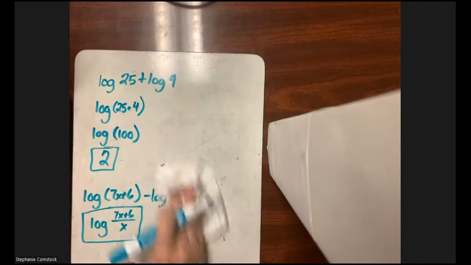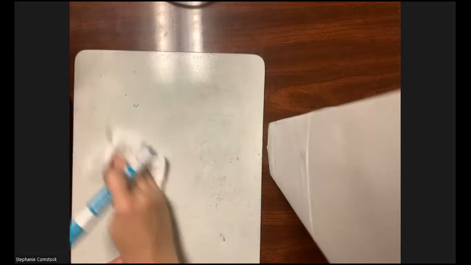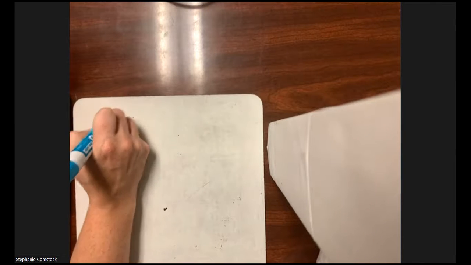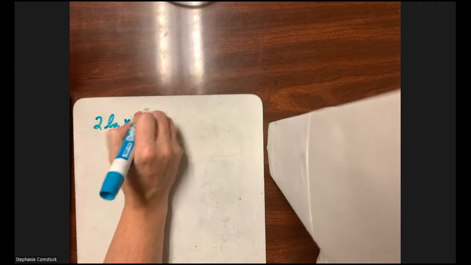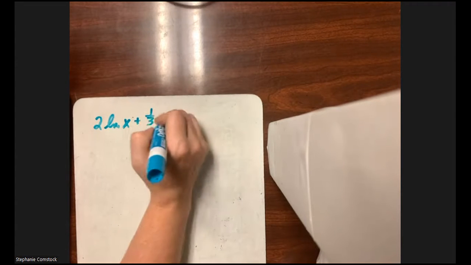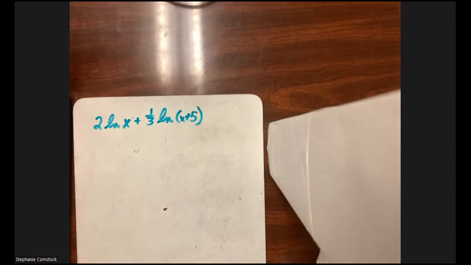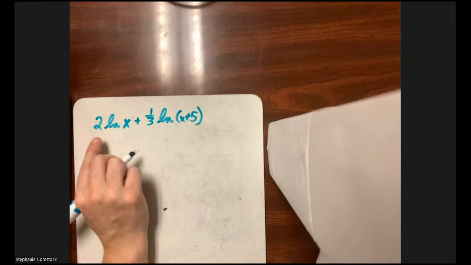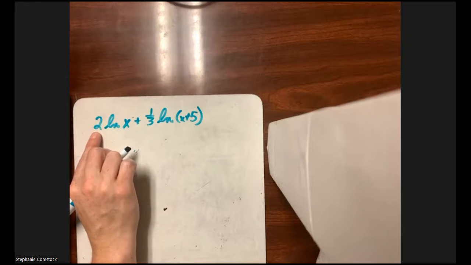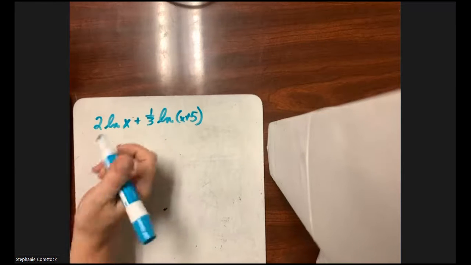Now, let's look at one more. This one has a little bit more stuff in it so that we can see what's going on here. So I've got 2 natural log of x plus 1/3 natural log of x plus 5. Okay. So first thing is, do I have powers or numbers out in front? And in this case, yes, I've got this 2 and this 1/3 that can both go back up.